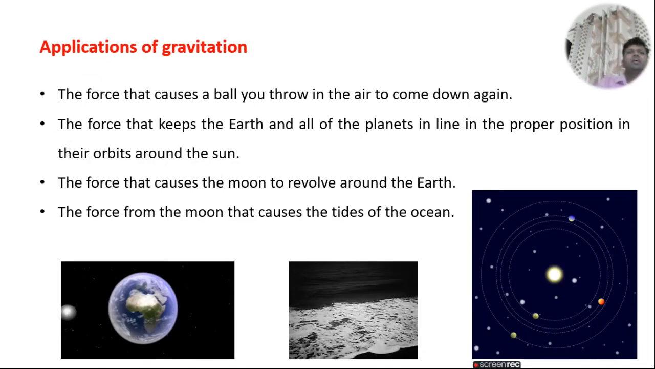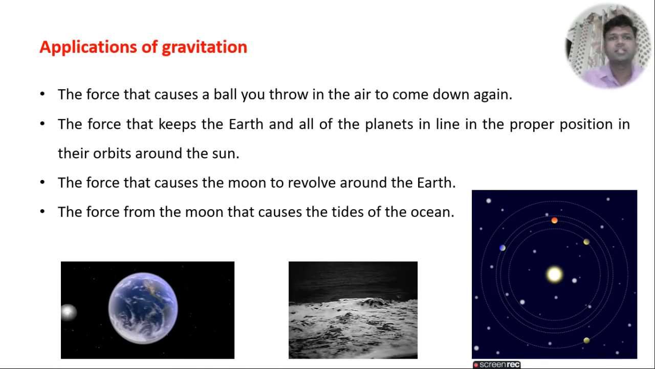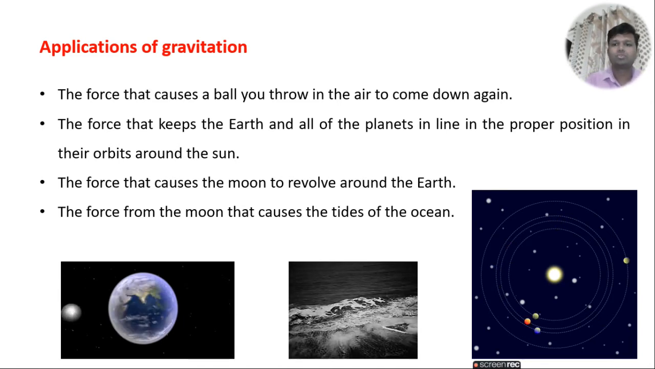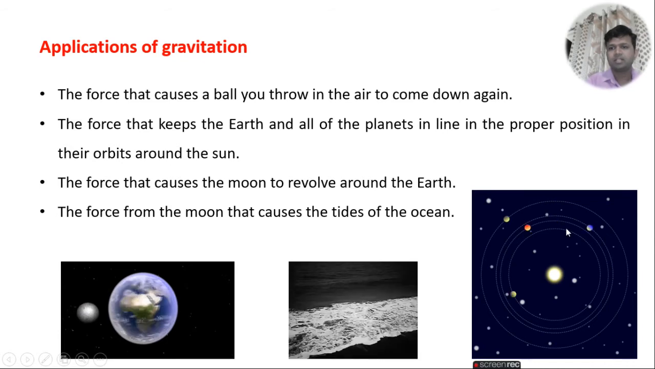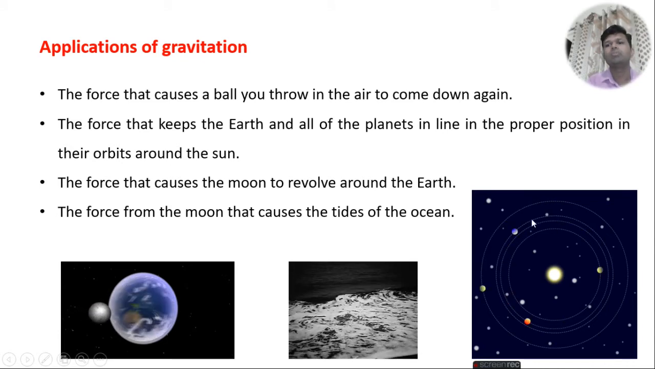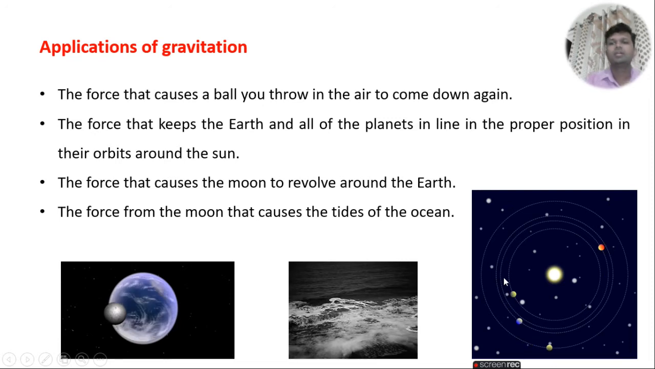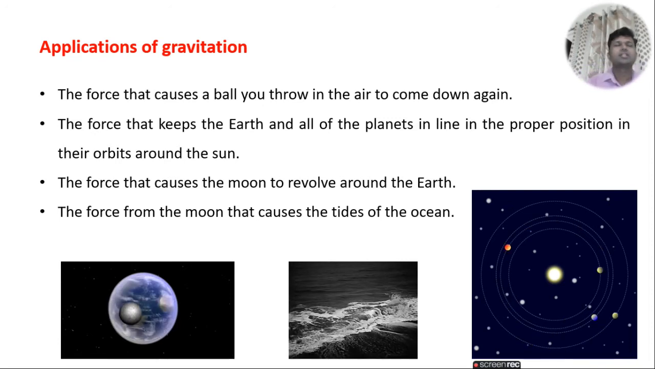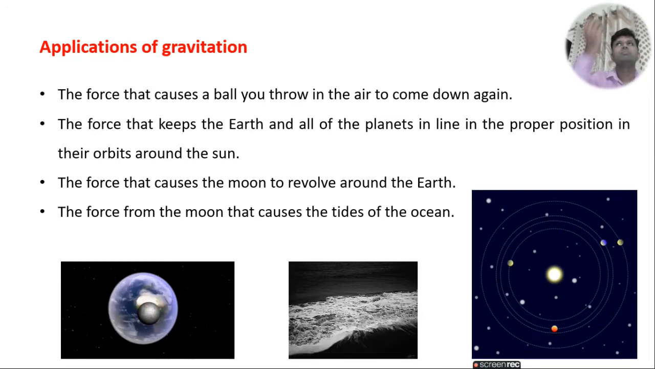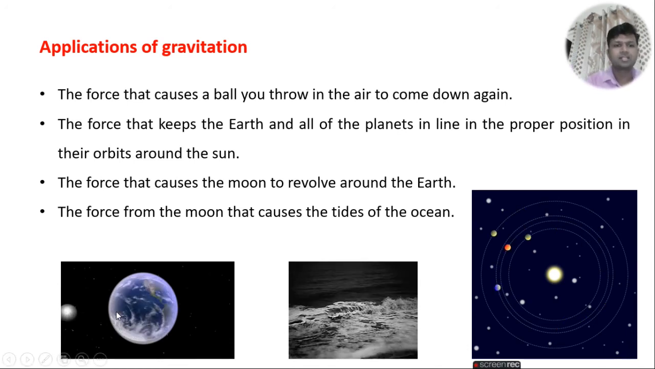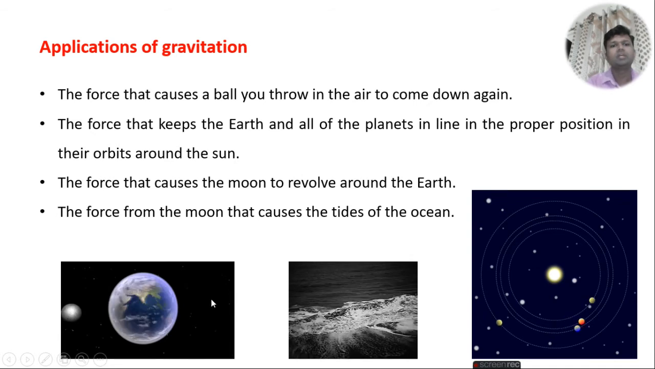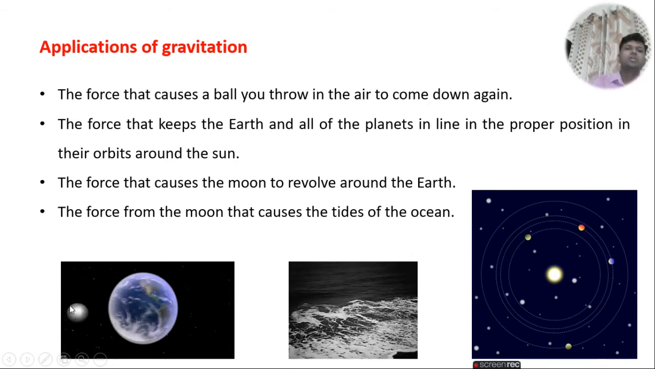Now the next slide. In this slide we will discuss the applications of gravitation. So here you can see the very first application, that is the different planets, they are revolving around the sun. This is due to the gravitation force. The next example, whenever you throw the ball, it comes down. Okay, that is due to the gravitation. Then the next example, here you can see the moon is revolving around the earth. This is because of the gravitation.